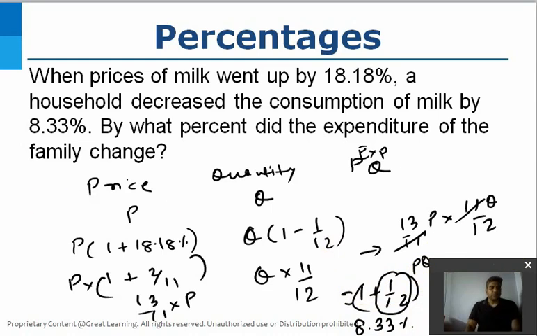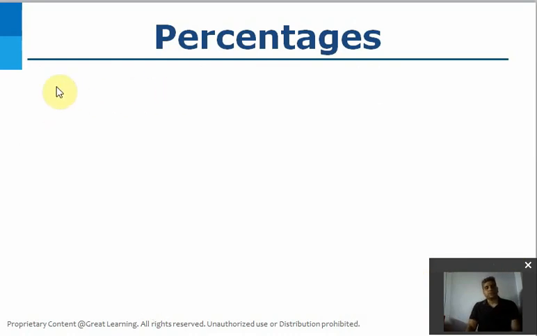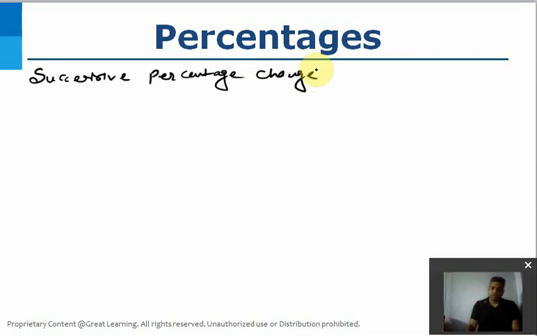So 8.33 percent will be the increase in the expenditure of the family. Now let's move towards the concept of successive percentage change. Now, successive percentage change: in many places you would have seen in some ads that it is written as 16% plus 20% discount.